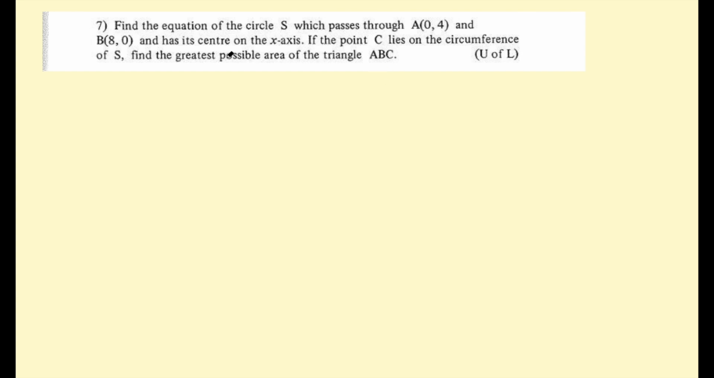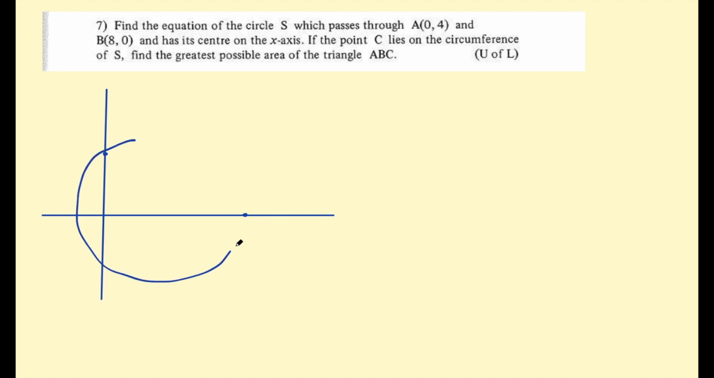Okay, first thing we do, draw a diagram. So let's draw up our axes. And we have a circle passing through (0, 4) and (8, 0). So (0, 4), let's say, is here. (8, 0) would be something like here. And its center lies on the x-axis, so it would be something like this. Okay, that looks pretty good. And the center is here somewhere. And we have a point C such that the triangle ABC has the greatest possible area. So this was A, this was B.